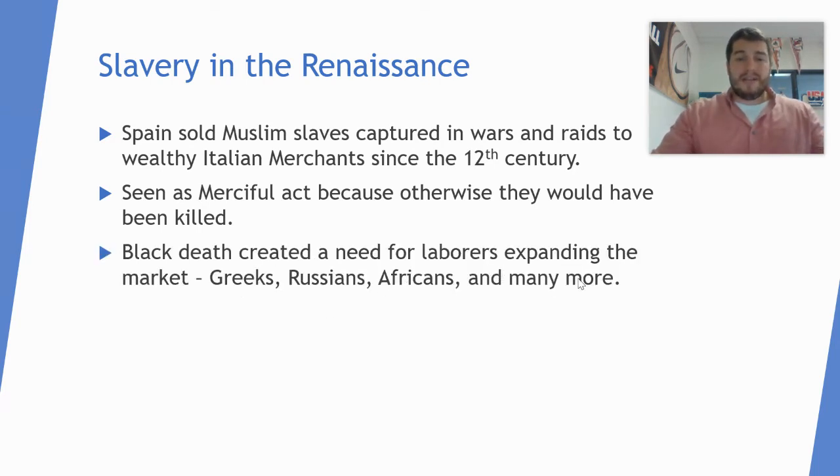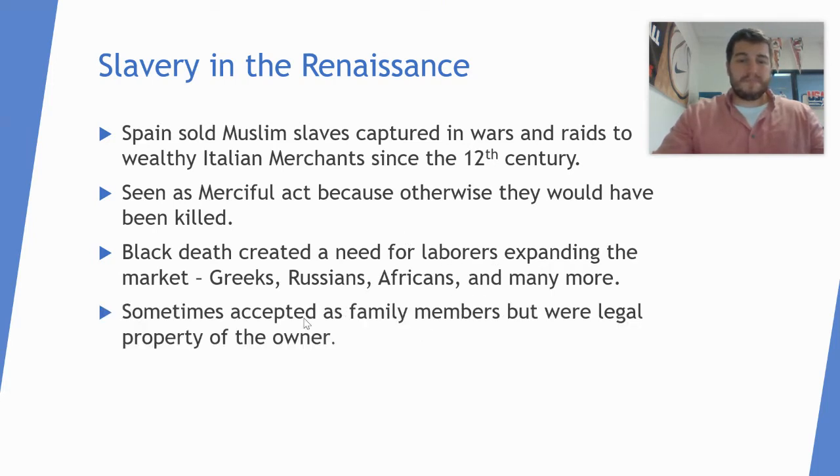The Black Death created a need for laborers. Remember, we talked about how laborers started demanding more money because there was less of them. So slaves became even more popular afterwards because people were needed to work the fields very cheaply. Sometimes they were accepted as family members, but no matter what, were legal property of the owner. Some slaves were treated better than others. It really seems that in Italy and the rest of Europe, the more European you were seen, the better you were treated as a slave. As you can see, all the different groups of people that were treated as slaves, and then people with darker skin from Africa tend to be treated worse off because they were seen as different.